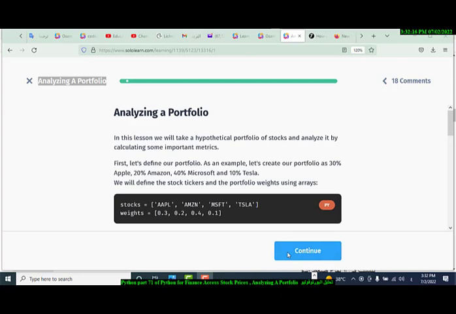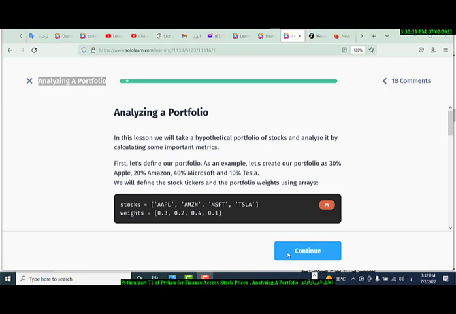Analyzing a portfolio in Python for finance. This lesson is very important and great. In this lesson, we will take a hypothetical portfolio of stocks and analyze it by calculating some important metrics. First, let's define our portfolio.